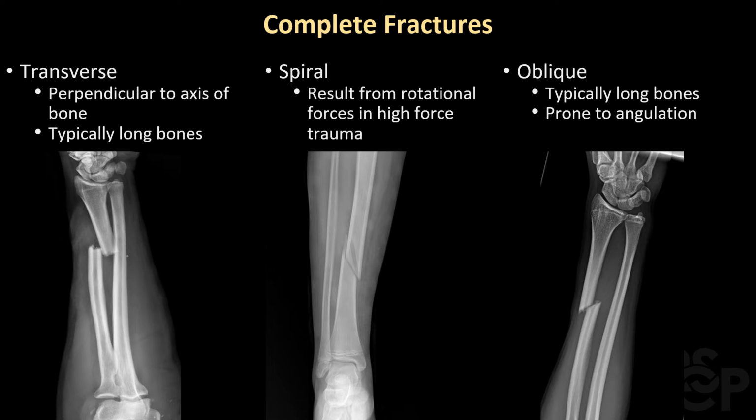Oblique fractures, such as the one on the right, also typically occur in long bones, so bones in the forearm, tibia, femur. These are similar to a spiral fracture. They're oblique to the axis of the bone, and they're also quite prone to angulation in plane with the fracture. Spiral fractures and obliques can be pretty difficult to distinguish, so just keep an eye on that, but usually spirals are from more of a high force trauma.